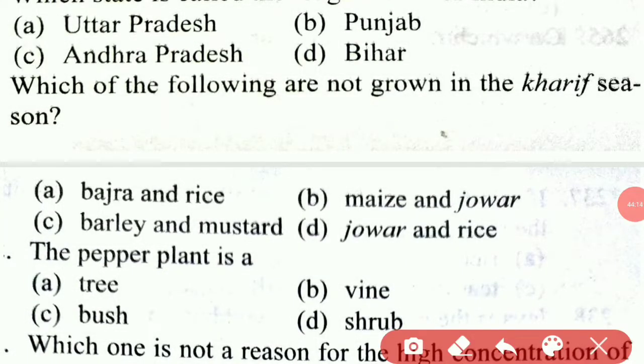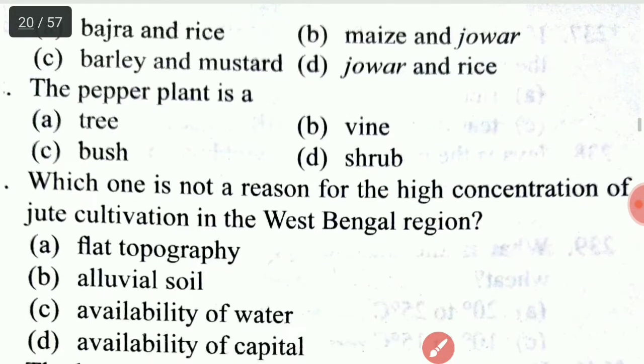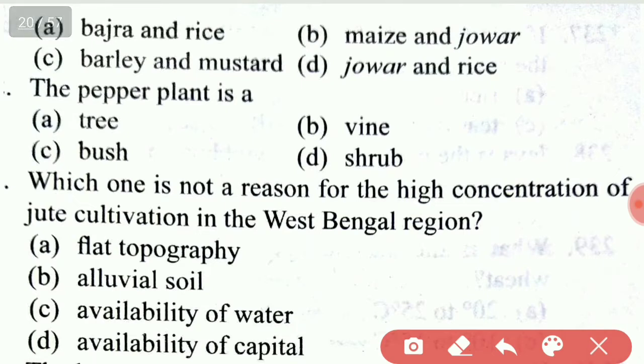The right option is option C, barley and mustard. Next, the pepper plant is a vine.